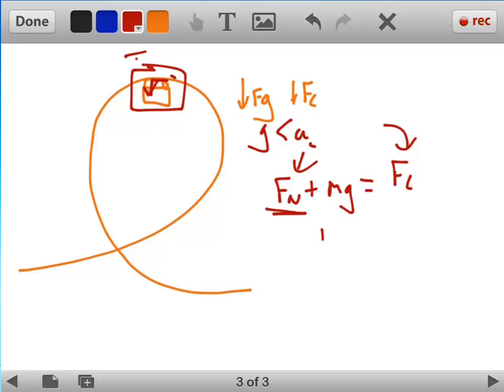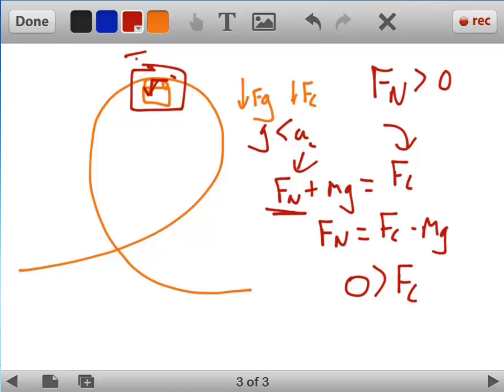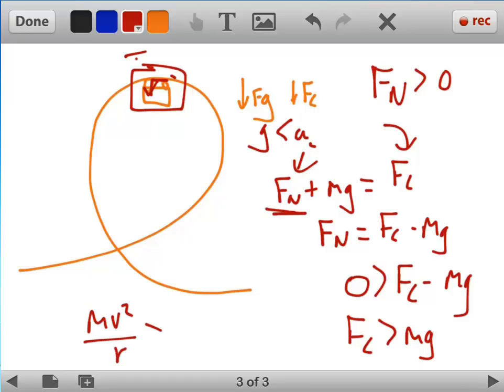Okay, so basically we're saying Fn is equal to Fc minus mg, but the normal force has to be greater than 0. So 0 is greater than Fc minus mg, and so we get the centripetal force Fc is greater than mg. And if you sub in everything you know about that, the centripetal force mv squared over r is greater than mg, and so I get v squared over r is greater than g, just canceled my m's, right? And so multiply by r, and I get v is greater than the square root of g times r, right?